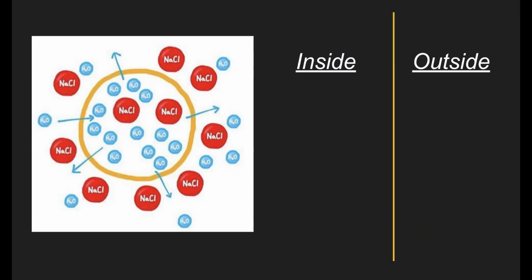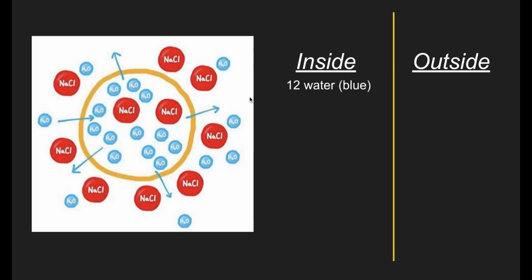Okay, so now you can actually predict what will happen to a cell when you put it in certain solutions. So let's practice this. Pretend that this yellow line represents the cell membrane. So you have an inside of the cell and you have things outside of the cell. Well, you can actually count what's inside and what's outside.